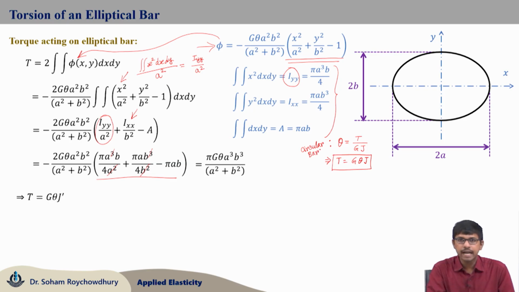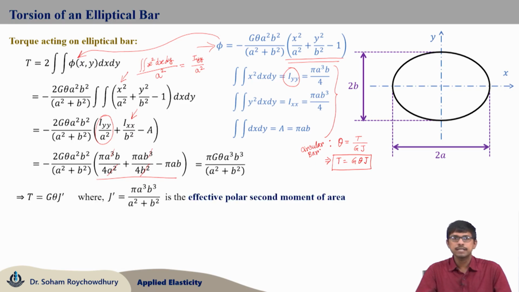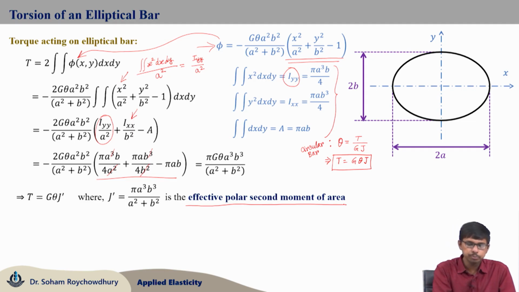Now, if I compare that, let us say T equals G theta J prime, where J prime is pi a cube b cube divided by a square plus b square. Now, if I am comparing this Saint-Venant's theory of torsion torque theta relation with the simple theory of torsion torque theta relation, then we can define a quantity J prime, which is known as effective polar second moment of area, and that is equal to pi a cube b cube divided by a square plus b square.